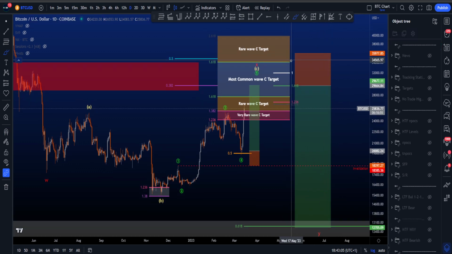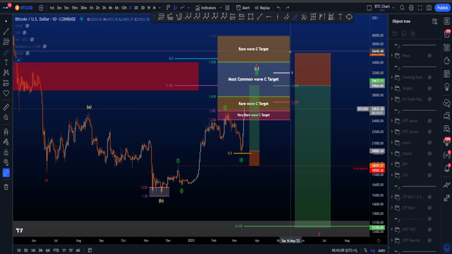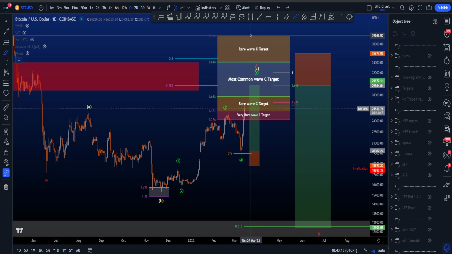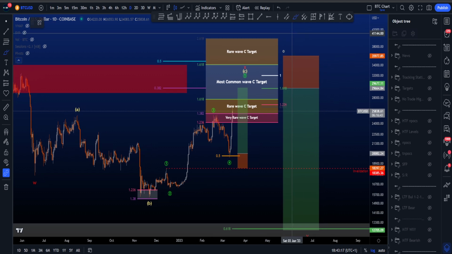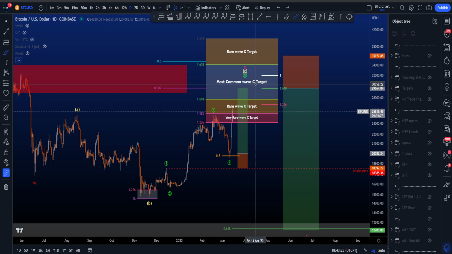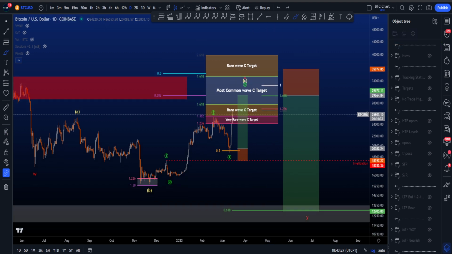I do have to say that you have to keep into account that there is also a rare wave C target above the green line over here, above 34k, all the way up to basically 40k. So with your stop loss, you do have to take this into account. However, when price is moving to the upside, I will also update you, of course, with low time frame counts, and then we can get a better idea of where this wave 5 might potentially end.